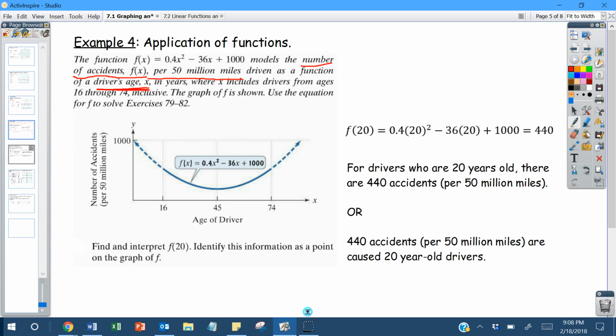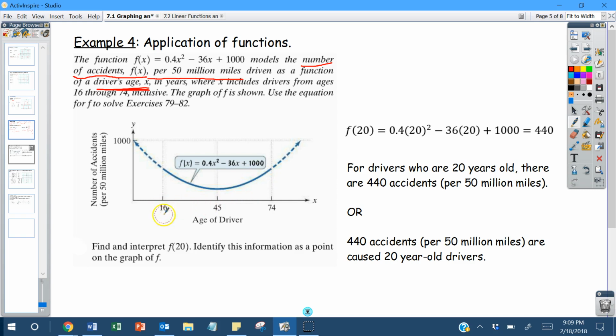So let me start back again and read the beginning. This function models the number of accidents, using f of x, per 50 million miles driven as a function of the driver's age x in years, where x includes drivers from ages 16 through 74 inclusive, meaning they can be 16 and 74 and any number in between. And then here's the graph shown. This is the function used to model the number of accidents per 50 million miles that involve these certain aged drivers.